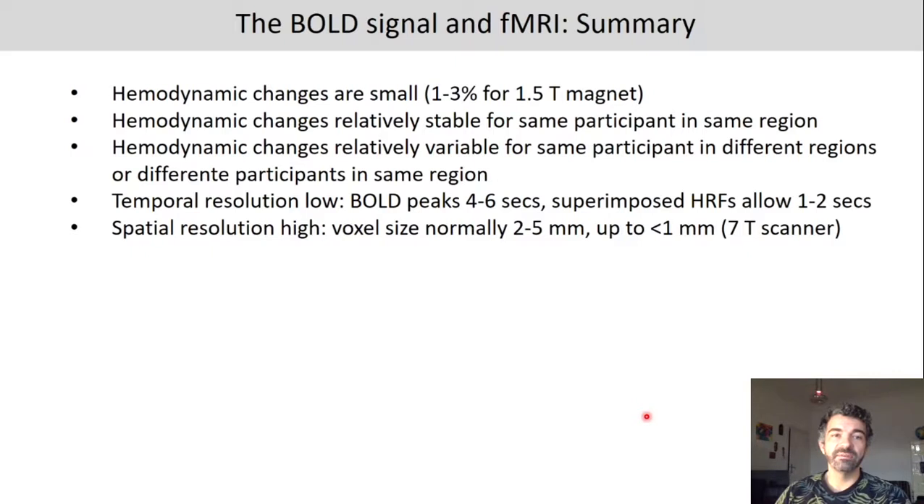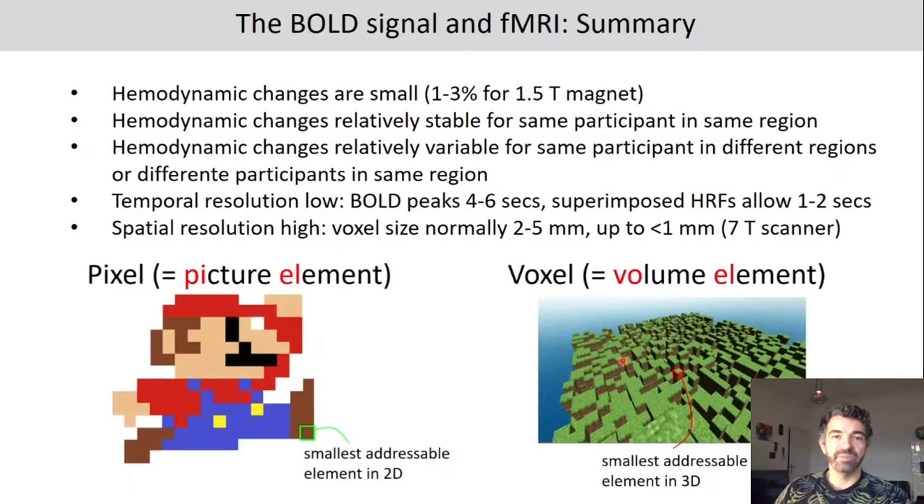So a voxel has a size of normally 2 to 5 millimeters, and if you increase the magnetic field, for example, in a 7 Tesla scanner, you can go lower than 1 millimeter. And by voxel, I mean the smallest addressable element in 3D. So this is like the resolution of fMRI. Just like a pixel in 2D, a voxel in 3D describes the smallest addressable element. And as you can see here, by increasing the magnetic field, you can actually increase the spatial resolution of fMRI.